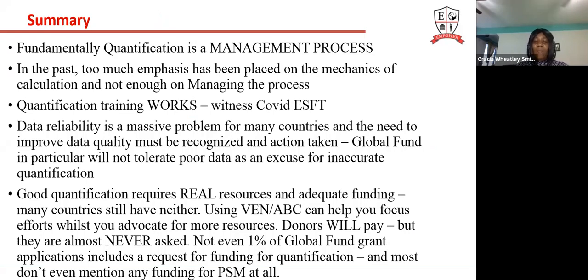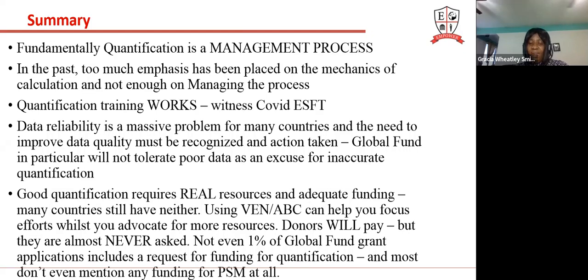Data reliability is a massive problem for many countries, and the need to improve data quality must be recognized and action taken. The Global Fund in particular will not tolerate poor data as an excuse for inaccurate quantification. Hence, in order to qualify for Global Fund grants, we need to have accurate quantification. We need to examine how we collect data and what type of data we have. Good quantification requires real resources and adequate funding, some of which are challenging to many countries.